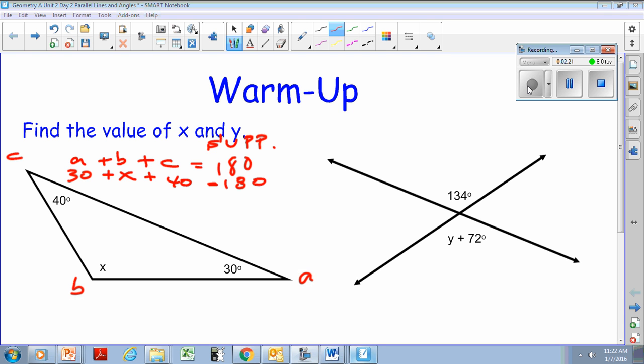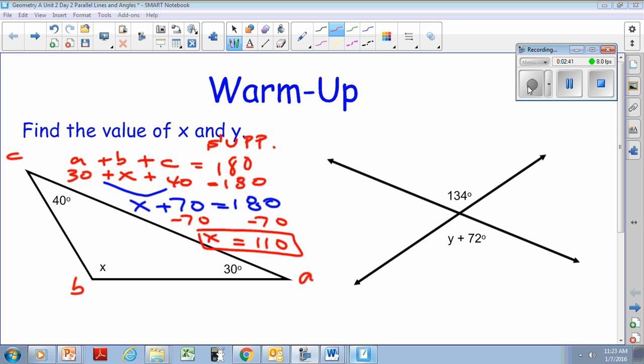Just looking at it, the numbers are nice and neat. But if they weren't nice and neat, of course, you do your X plus 70. I put the 30 and 40 together, and then, of course, you subtract from both sides. This is the kind of problem they would put on an assessment. So if it feels easy, that's good news, because this is a famous problem, and they like to give it. So it's like a free problem.